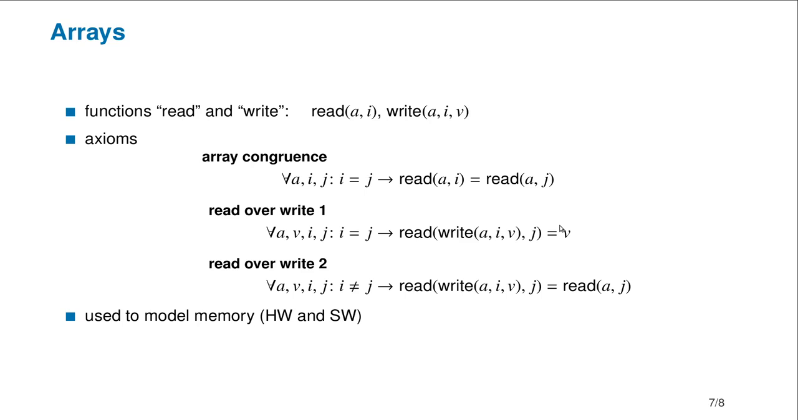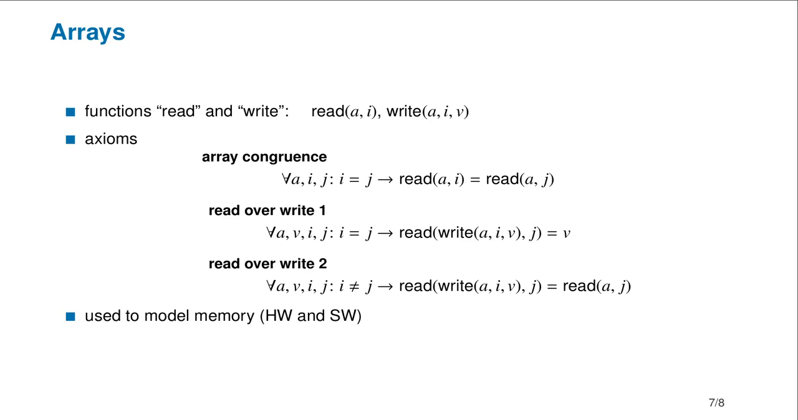And the other axiom is: if the index variables are different, and I updated array A at position i with value v, and then I read at a different position j, then this would have been the same as if I had directly read at position j. So if I do some update of the array at a given position i, then it doesn't affect the other positions of the array. Okay, so with these three axioms, array properties can be captured, and these are used to model memory in hardware or software.